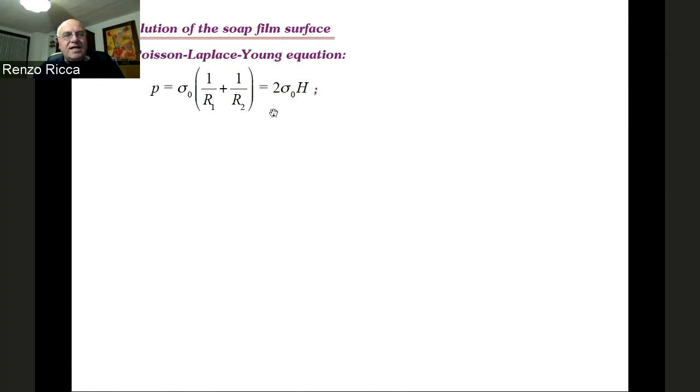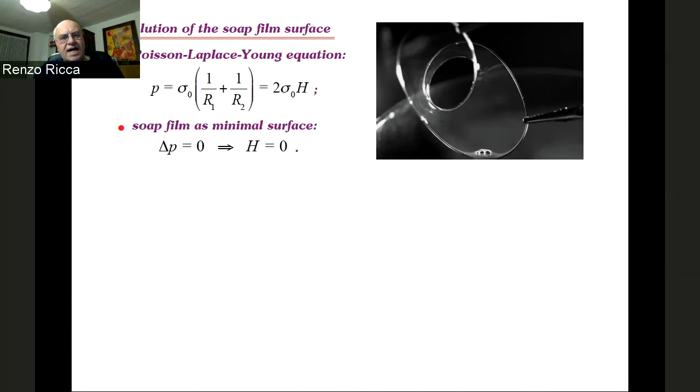Well, this we have to do according to the Poisson-Laplace-Young equation, which says that the pressure across the film surface has to be related to the mean curvature of this surface, sigma 0 being the surface tension, and R1, R2 the principal radii of curvature of the surface. And for a soap film, you are led to consider the jump between the two sides. The pressure is the same, of course, since it is air everywhere. And so this leads to the problem of a minimal surface, H equals 0.